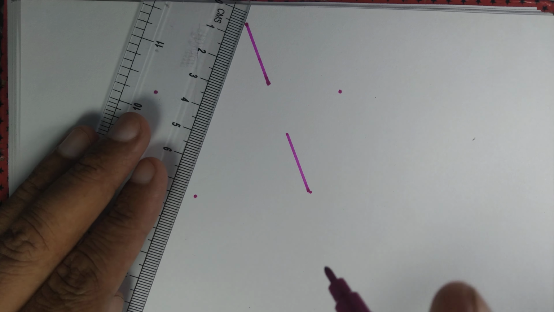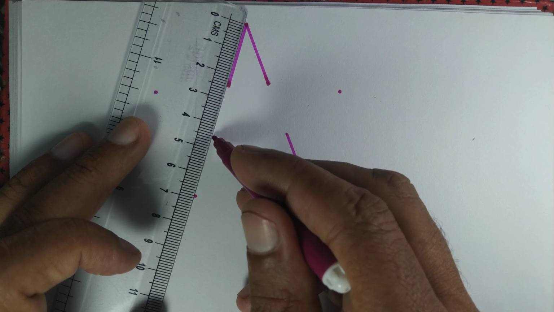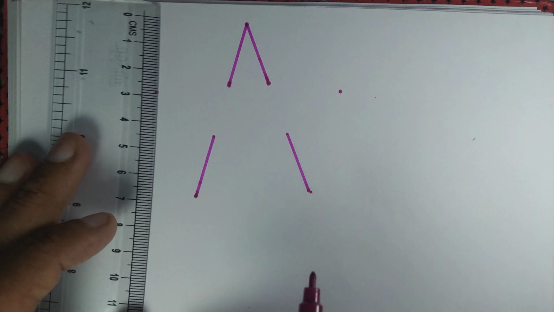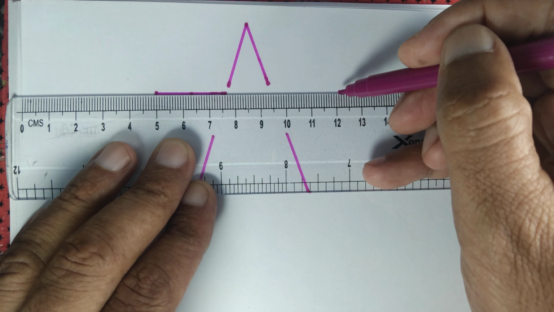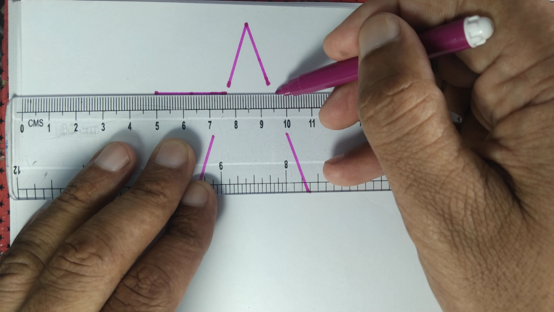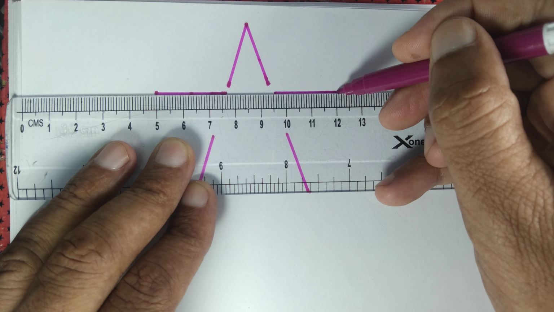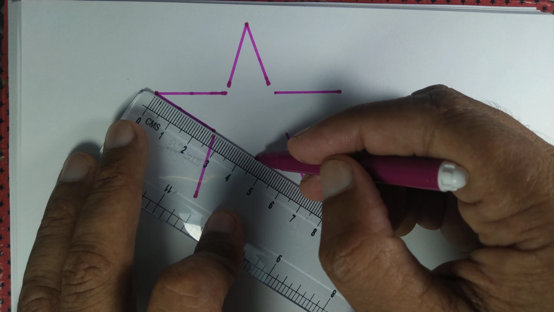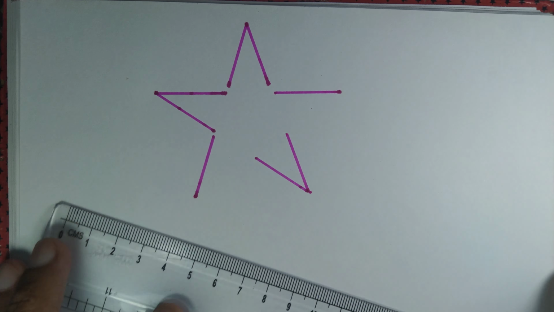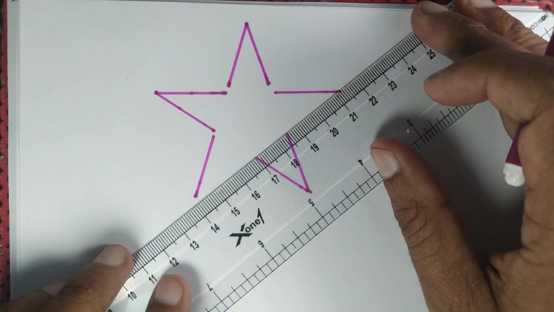One diagonal, 2 diagonals, 3 diagonals, 4 diagonals, and then the 5th diagonal. Let those diagonals intersect.